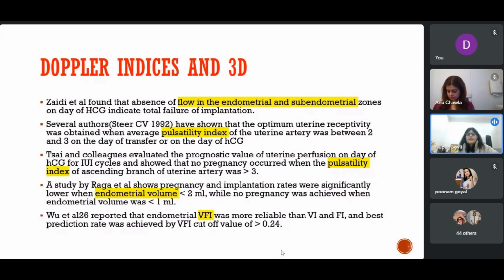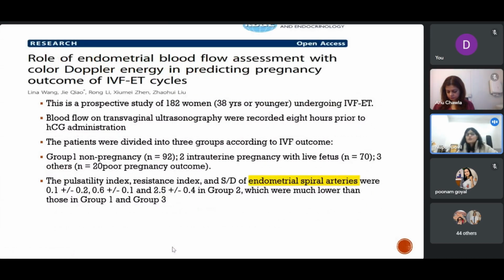In a study by Sai and colleagues, it was suggested that if uterine PI is more than 3, then there are absolutely no pregnancies, and endometrial volume should ideally be more than 2 ml. In a study by Wu et al, they suggested that VFI is more reliable than VI and FI, and it should be more than 0.24. A recent study also confirmed similar findings: there are increased chances of implantation and pregnancy rate when the endometrial blood flow was on the higher side.